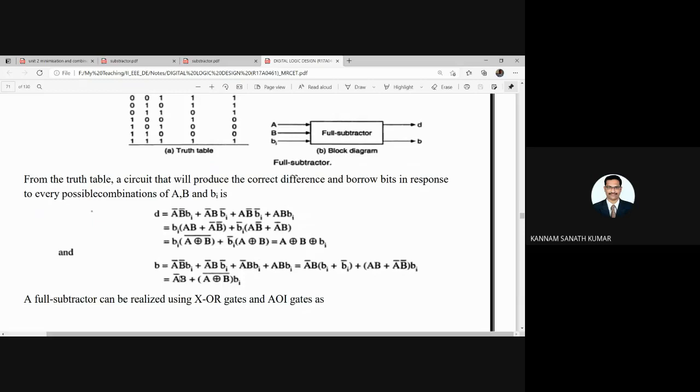So that means A XNOR B. A XNOR B is nothing but the complement of A XOR B. So you can write this as Bi into (A XOR B) whole complement, whole bar. Bi bar into A XOR B. Again, if you consider A XOR B as one term, you have AB bar plus A bar B.